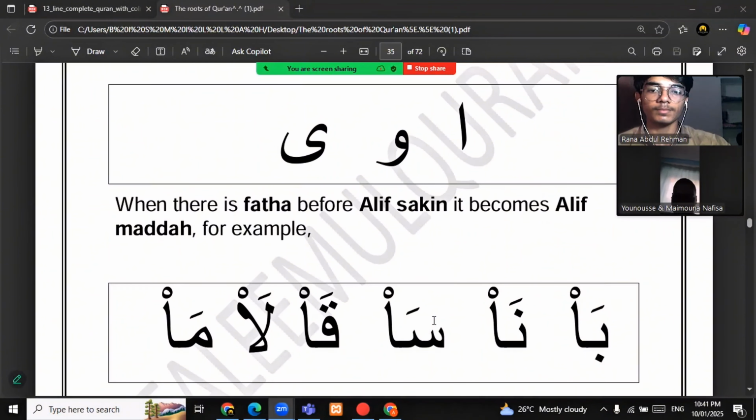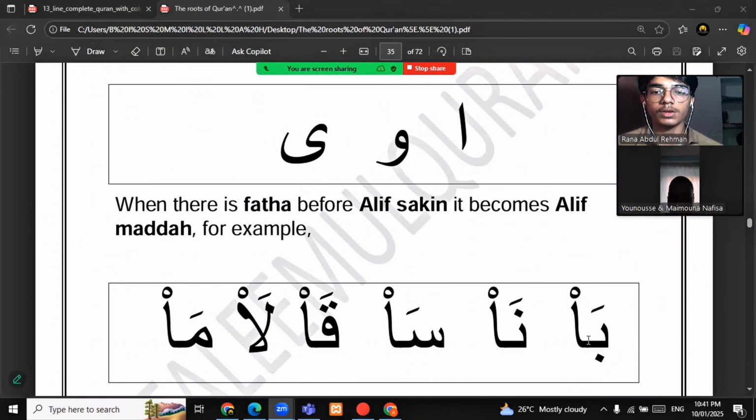And one more thing I want to teach you about Alif Madda. When there is Alif Sakin and the letter before Alif has a Fatha sign, we read it like ba hamza fatha ba. We don't stretch. You got it. When there is Fatha before Alif, it becomes Alif Madda.